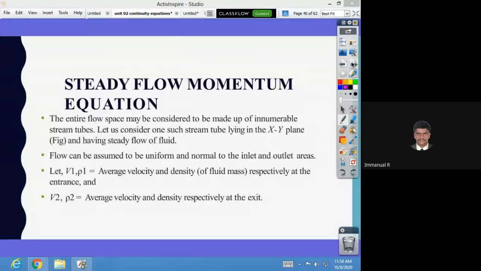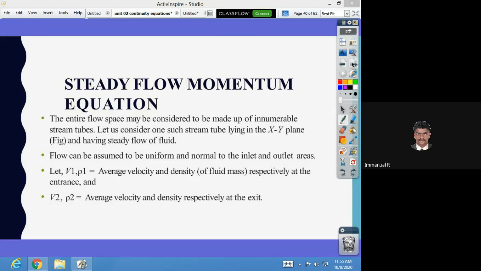Let us derive the steady flow momentum equation. In your unit 2, we will have 4 derivations. The first one is the continuity equation derivation, which is very simple. The next one is the momentum equation, which is also very simple. The third one is the relationship between pressure and shear stress. The fourth one is the Hagen-Poiseuille equation for flow through pipes. If you study these 4 equations, definitely one of them will come in your final semester examination.